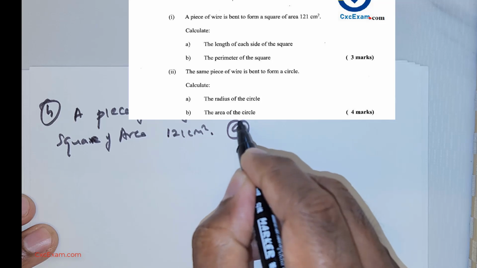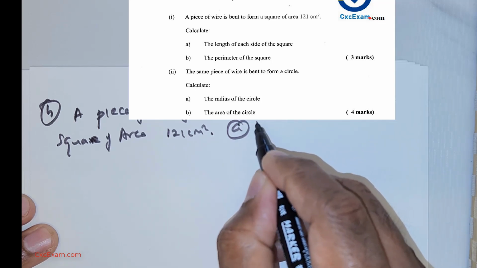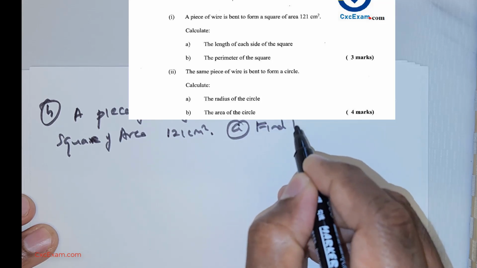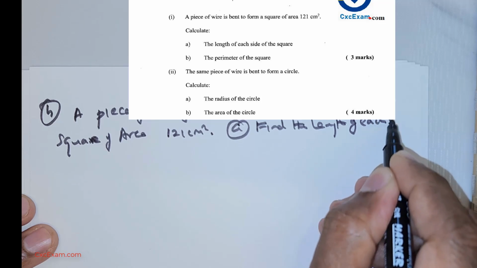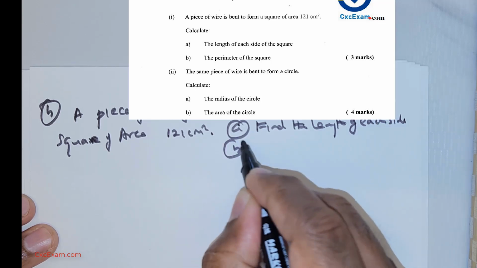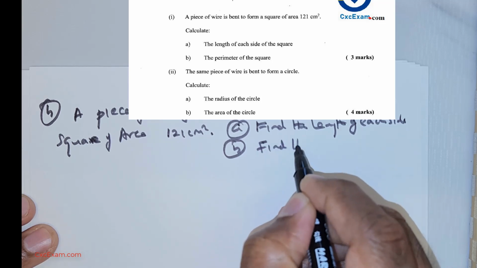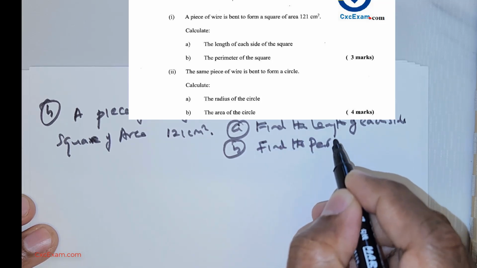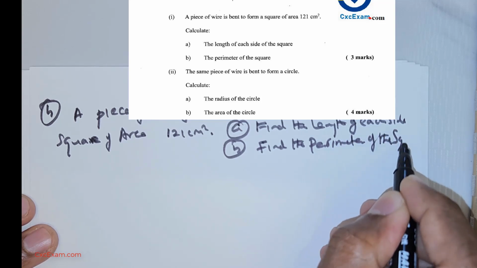Now, first part is find the length of each side. The second part of the question is find the perimeter. Find the perimeter of the square.